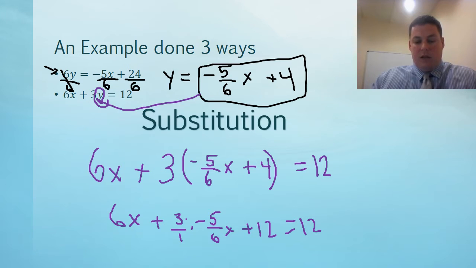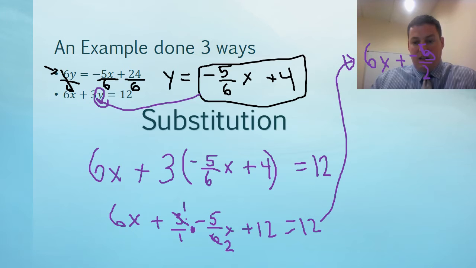equals 12. Because I'm writing so large, I'm going to run out of room, but I'm going to start writing that up here. I'm going to combine the 3 multiplied by the negative 5/6. 3 and 6 both have a common factor of 3. So 3 goes into 3 one time, 3 goes into 6 2 times. So now I just have 1 times negative 5/2x. So when I rewrite this, I have 6x plus negative 5/2x. Sorry, that's a 5 plus 12 equals 12.